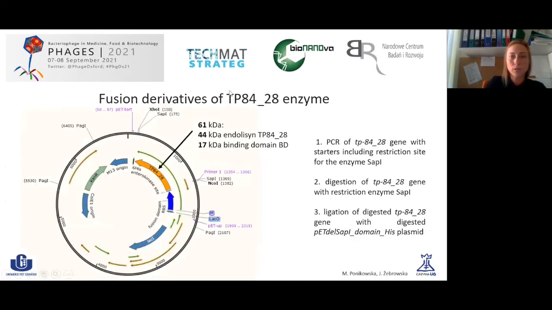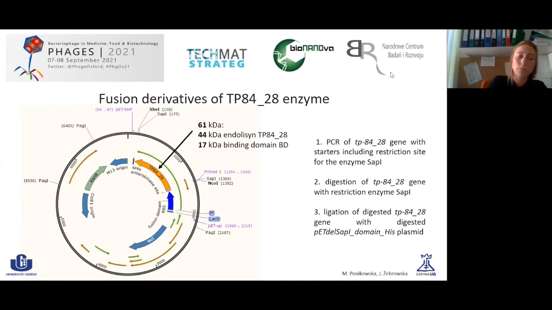In order to determine whether the construction of the fusion proteins would affect the activity of the enzyme, we introduced a domain with a molecular weight of 17 kilodaltons at the N-terminus. The endolysin gene was cloned into the E. coli system into a previously constructed vector with the fusion domain.